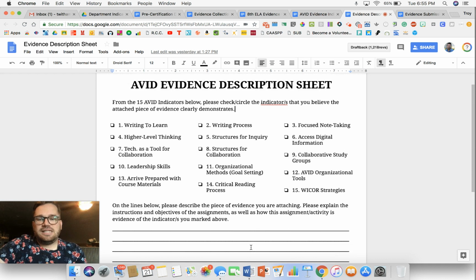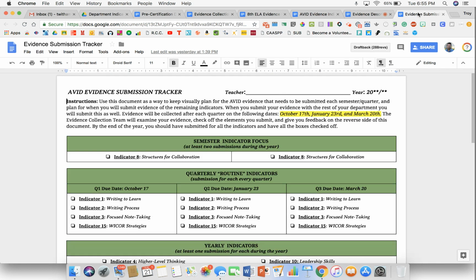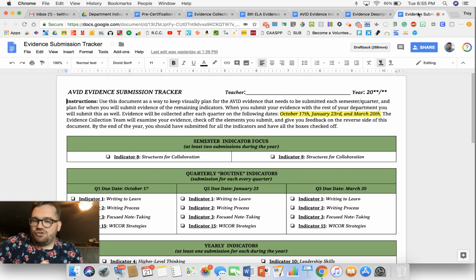So every teacher gets a stack of these, and we keep a stack of them printed in the office. So that way, each piece of evidence they submit, this gets filled out and stapled on top of it. And then the new document that we're going to be using this year is our AVID Evidence Submission Tracker. This was something I started putting together as a way for the evidence collection team, myself, our 7th grade AVID elective teacher, and our coordinators to use to help the teachers keep track of what they've submitted.